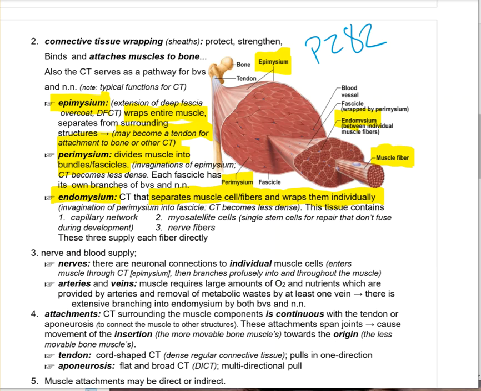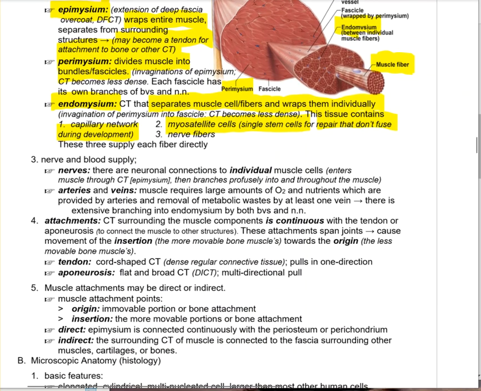And one other thing, it says the tissue around the endomysium contains a capillary network because we need to bring blood into the cells. And it contains myosatellite cells. I'm going to just highlight these. These are single stem cells that don't fuse during development. So they're stem cells, so they can help with muscle repair. Generally, we don't make a lot of new muscle. We can increase the size of our muscle by the diameter getting larger and some of the things in the cells getting bigger. But we can, in some cases, create new muscle. And then there are, of course, nerve fibers to send messages to the muscle. So lots of stuff going on in these muscles.